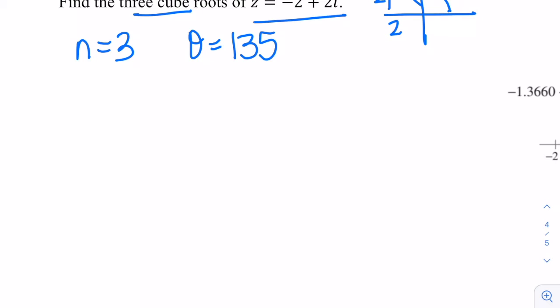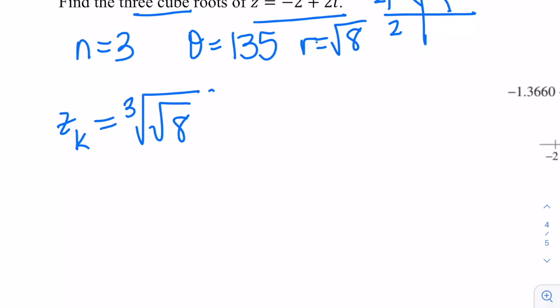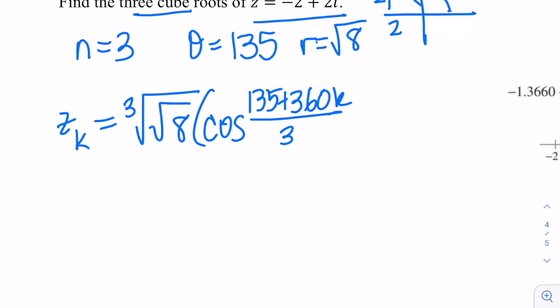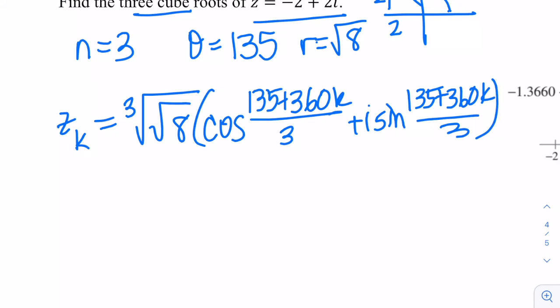And then looking at the radius, or the modulus, it's going to be the square root of 8, right? 4 plus 4, or 2 root 2. I'm going to leave it as the square root of 8 because we actually need to take the cube root of that, which gets kind of messy. So for any of these roots, the k roots, we're going to take the cube root of the square root of 8, and we're going to have the cosine of 135 plus 360 times k over 3, plus i times sine of 135 plus 360 k over 3. And now again, you could put that in radians.